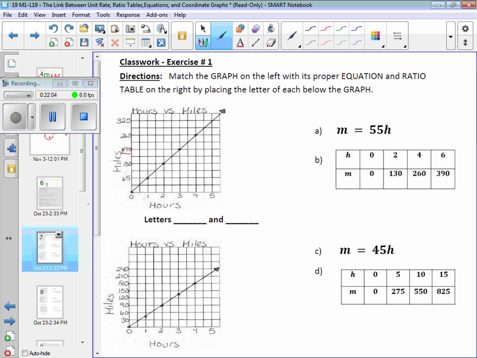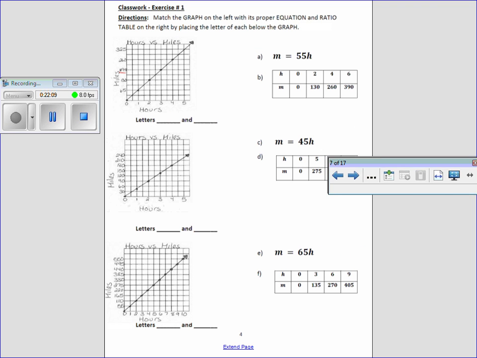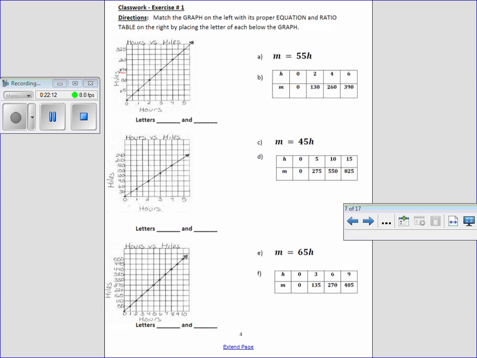Okay, now here's what we're going to do. On your right side, let me go to full screen on this. On your right side, you'll see we have 3 equations and we have 3 ratio tables. Let's do the ratio table first. Which ratio table matches up with that coordinate plane? Look at your ratios, because one of these ratio tables will fit that coordinate plane and that coordinate plane only. Which one is it?